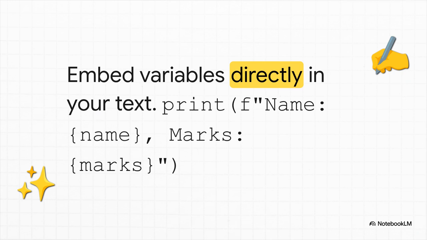Now, if you want the real game changer for formatting your output, you gotta know about f-strings. You just pop an F right before the quote mark. This lets you literally drop your variables right inside the text using these curly braces. It's so much cleaner, way more readable, and honestly, it's the way professionals get it done.